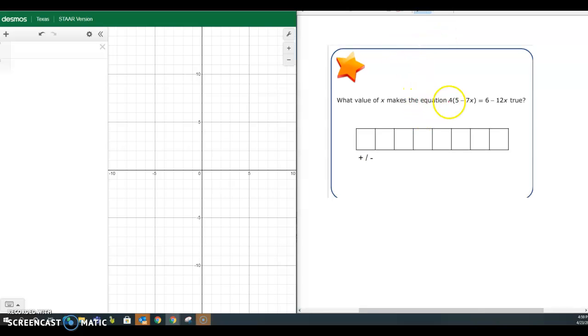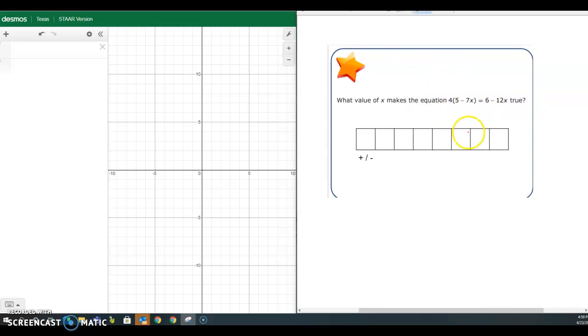What value of x makes the equation 4 times (5 minus 7x) equal to 6 minus 12x true? Guys, even though this doesn't look like a system of equations, it is. You have two equations. You want to know when they're equal to each other. So you want to know when these two equations are the same to one another.